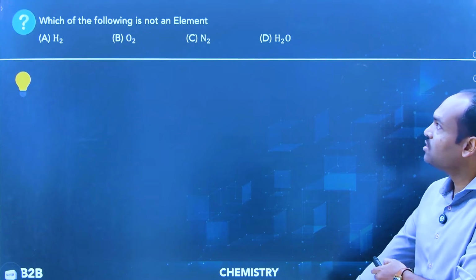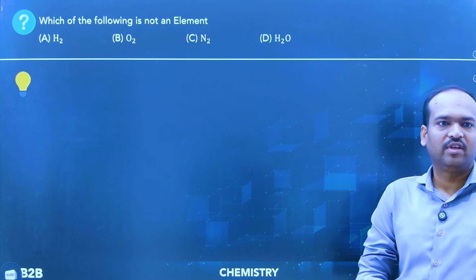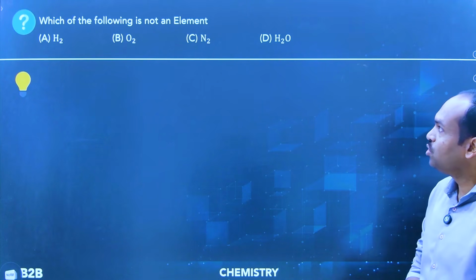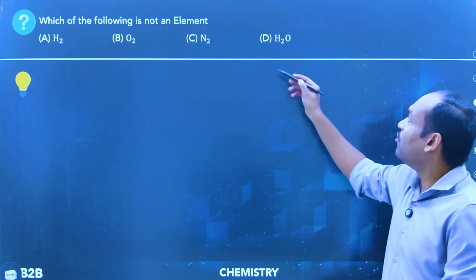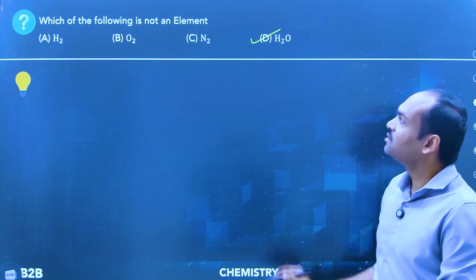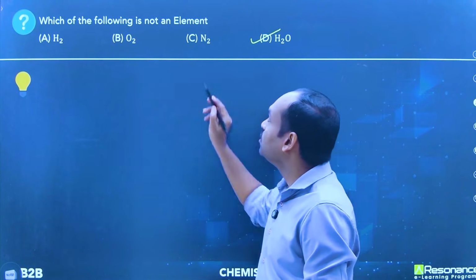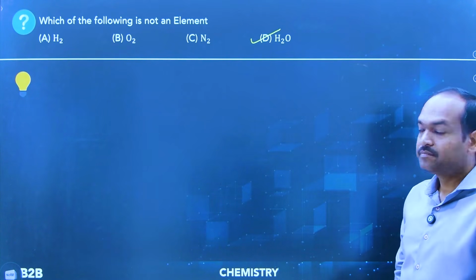Which of the following is not an element? Okay. So H2, O2, N2. Can I say these are elemental forms? But water is a compound. These are the elemental forms: H2, O2, C2. They are the elemental forms. Okay. Clear? Next.